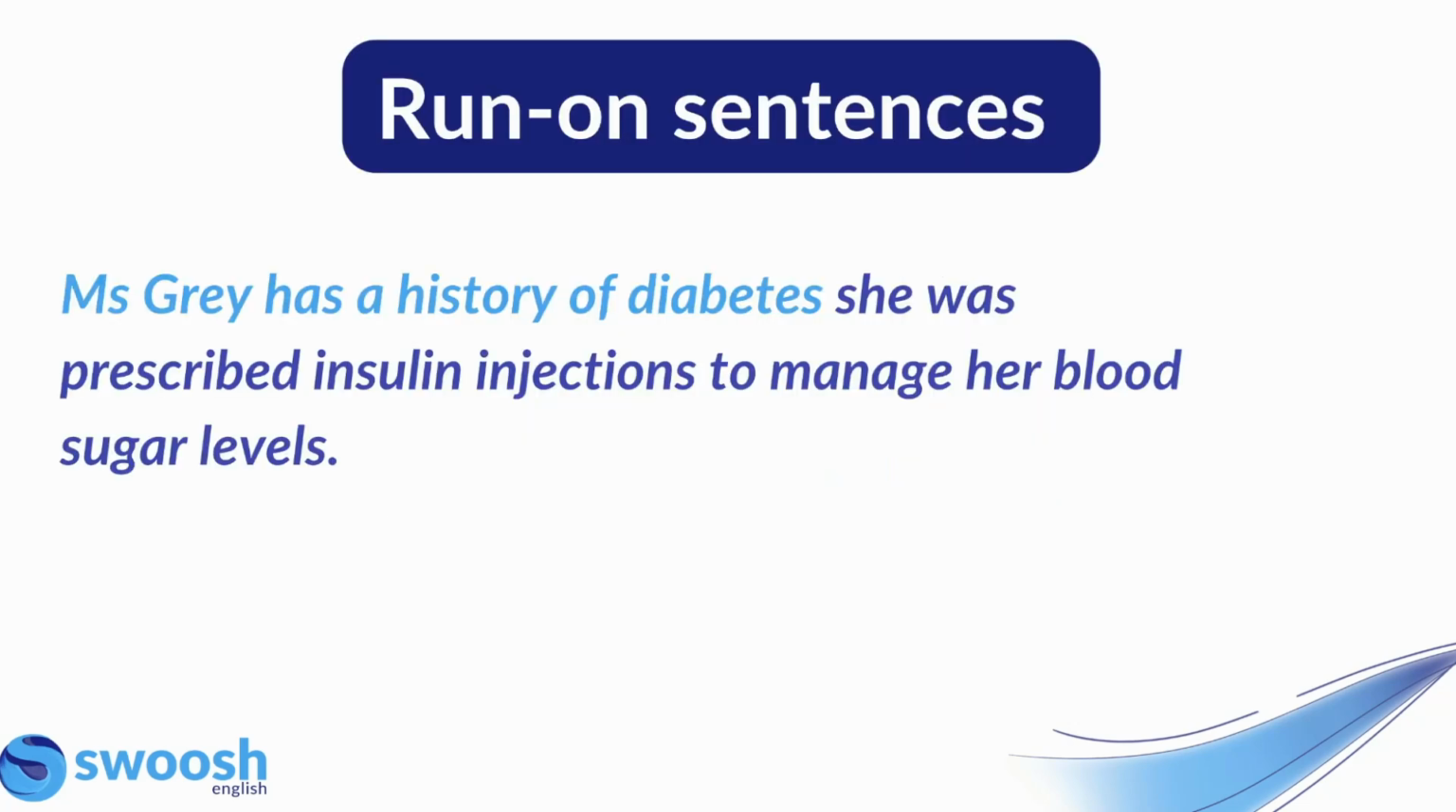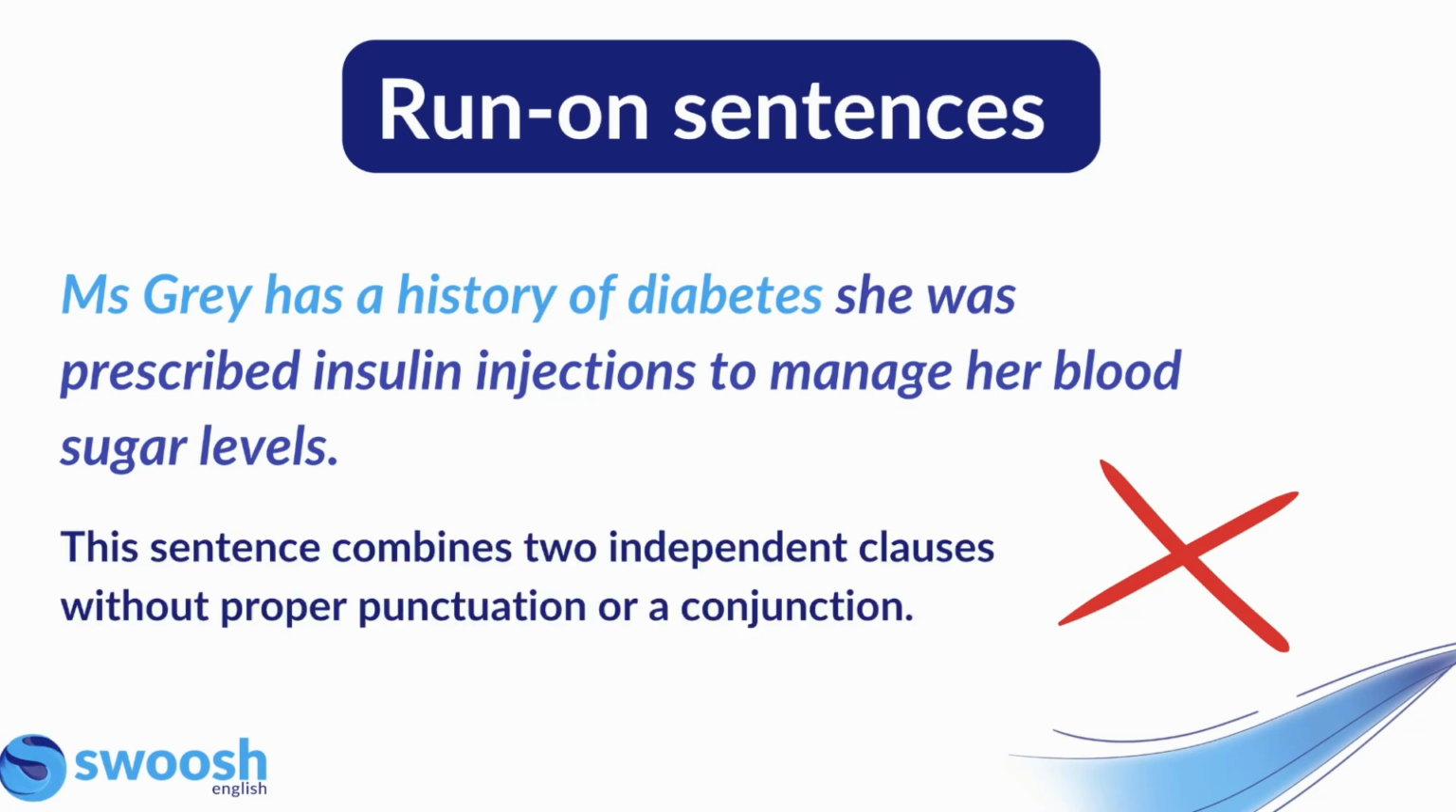Take a look at this example sentence here. Miss Gray has a history of diabetes. She was prescribed insulin injections to manage her blood sugar levels. This sentence is incorrect. And the reason for that is that it combines 2 independent clauses. So the first clause, Miss Gray has a history of diabetes, with the second clause, she was prescribed insulin injections, but there's no proper punctuation or a use of a conjunction.